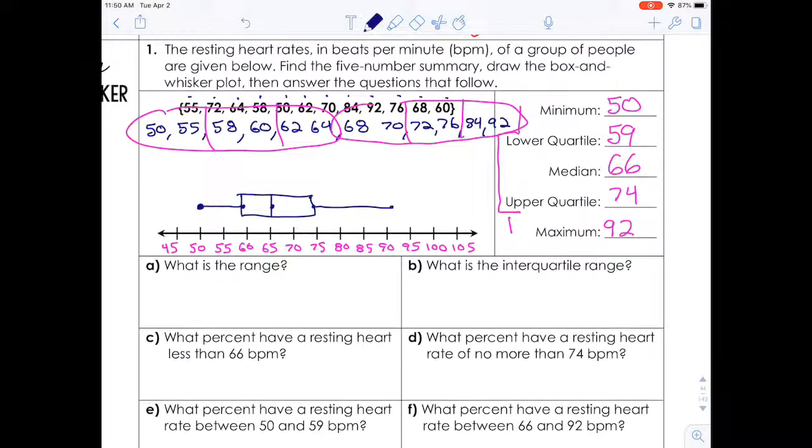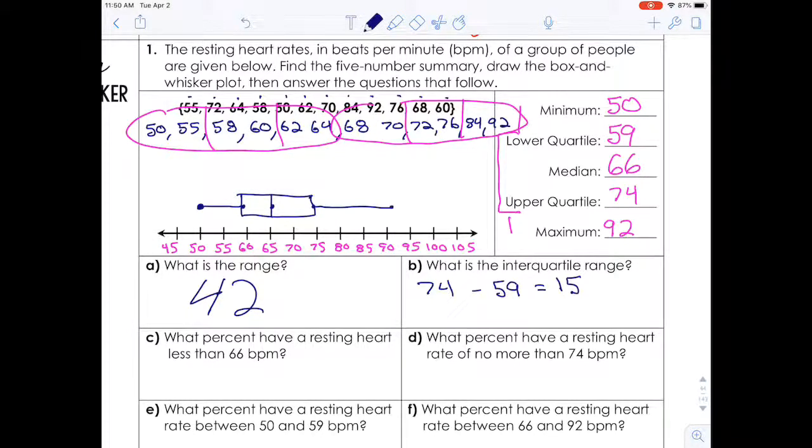What is the range? That would be 92 minus 50, which is 42. If this is going too quick, you guys can pause the video at this time and make sure that everybody's got the box and whisker plot drawn correctly. What's the interquartile range? Well, remember that is upper quartile minus lower quartile. And 74 minus 59 is what? 15.